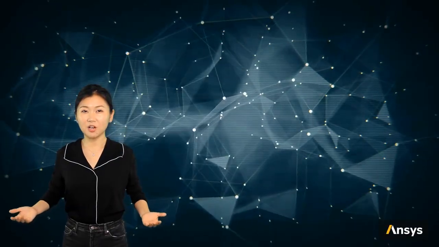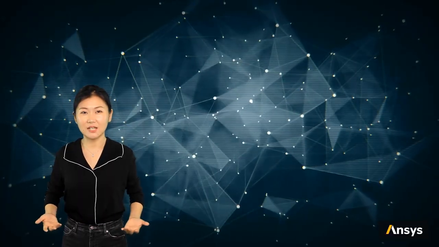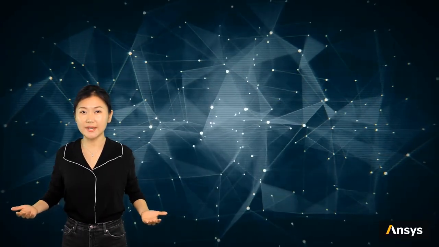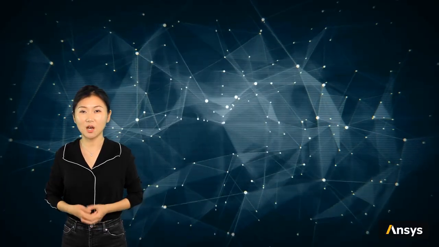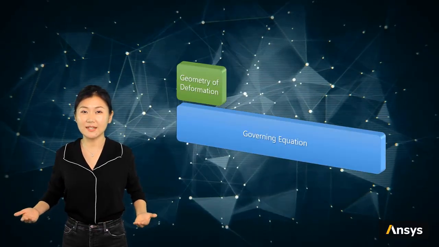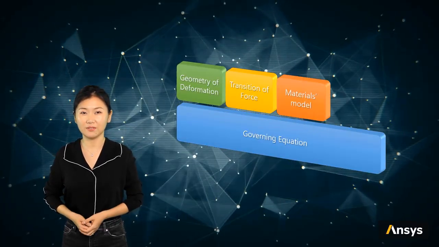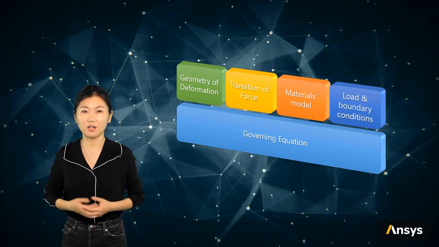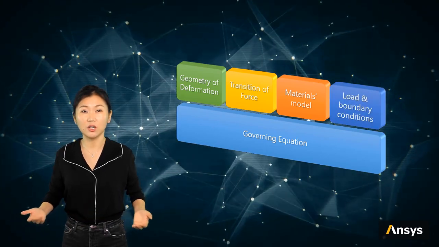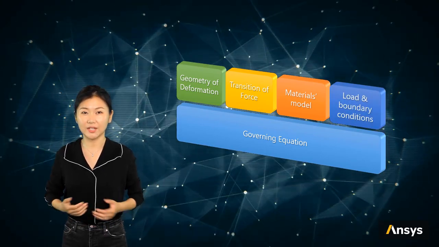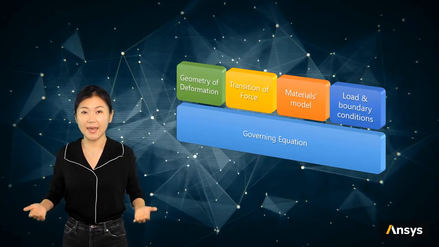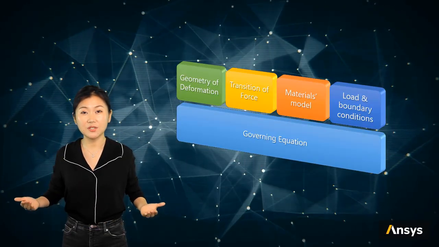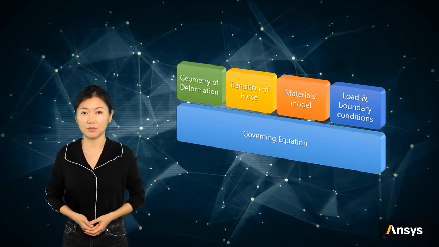Let's draw the map of knowledge for solid mechanics so that we always know where we are standing when studying the different sessions. Here, these 5 blocks represent the main pieces that solid mechanics consists of: kinematics, transition of force, materials model, load and boundary conditions, and governing equation. With the information of these 5 aspects, an engineering problem can be transformed to a mathematical problem.